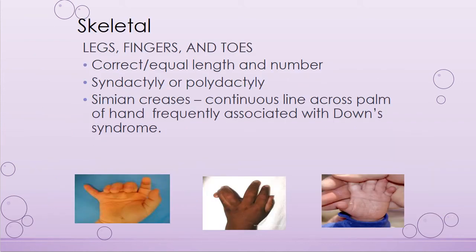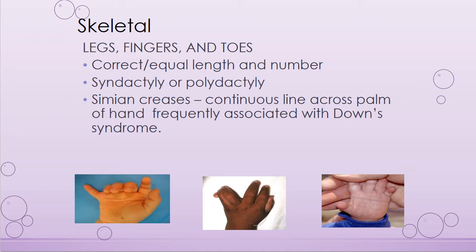Legs, fingers, and toes. Occasionally, babies are born with extra digits. It happens. It's kind of creepy, I won't lie. Usually what ends up happening is they'll tie it off, and they'll leave it tied off, and that digit will die off and fall off. I know it sounds awful.